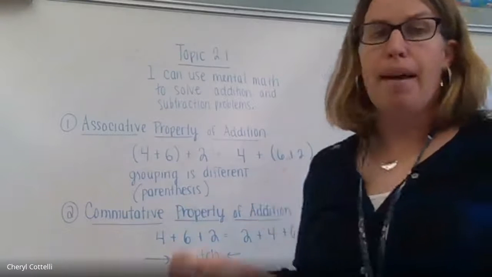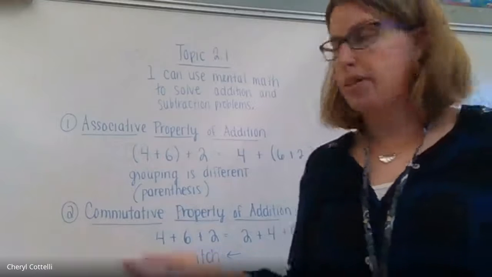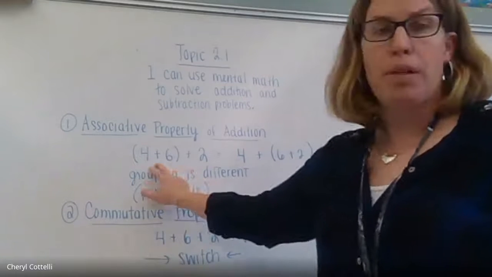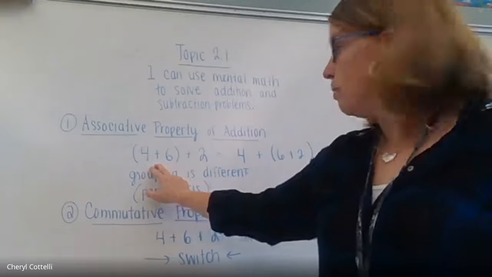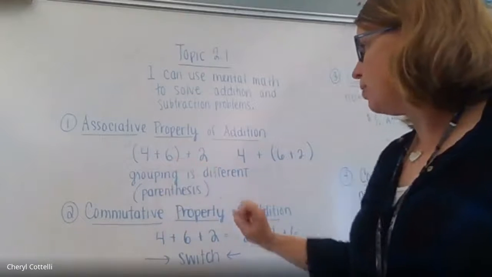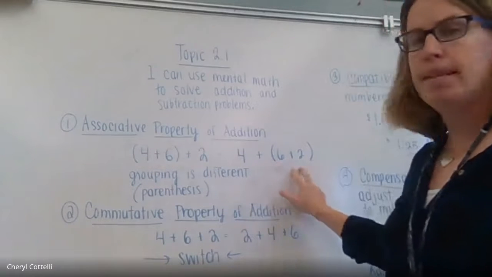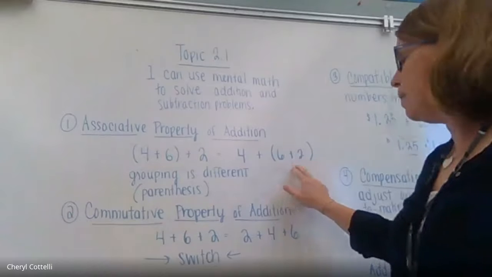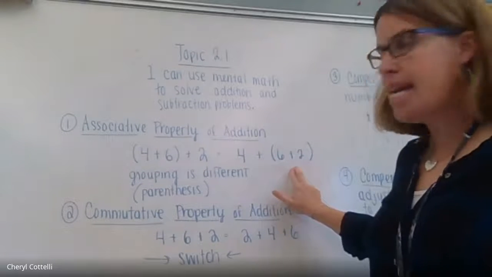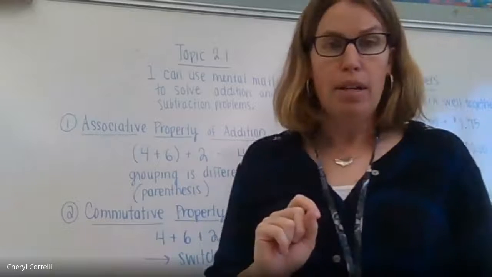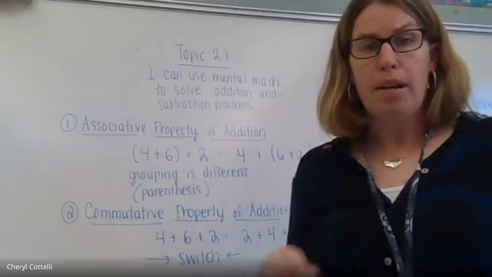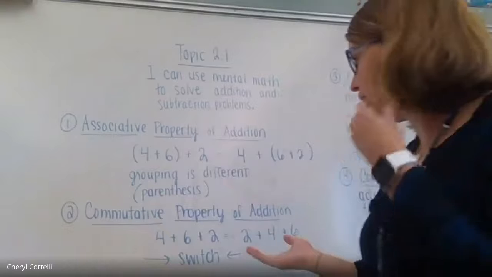In math, you always want to do the parentheses first. According to this problem, I want to do 4 plus 6 first, which would be 10. 10 plus 2 is 12. Now, according to this problem, I'm going to do 6 plus 2 first, which is 8. 8 plus 4 is 12. So according to the associative property, you can group them differently.